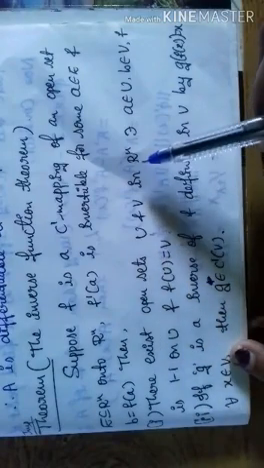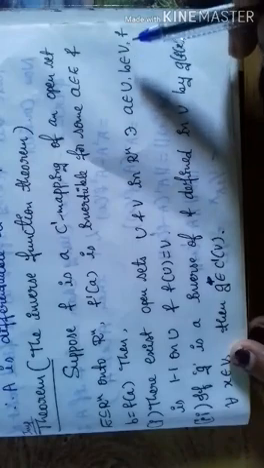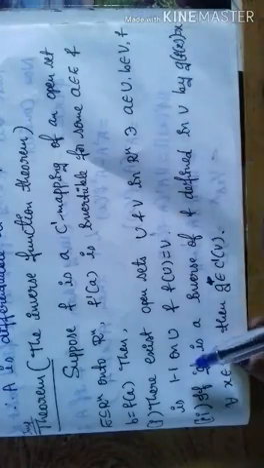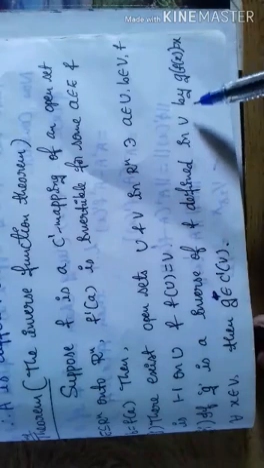First one, there exists an open set U and V in Rn such that A belongs to U, B belongs to V, F is 1 1 on U and F of U is equal to V. Second one, if G is the inverse map of F defined in V by G of F of X is equal to X for all X belongs to U, then G belongs to C dash of V.